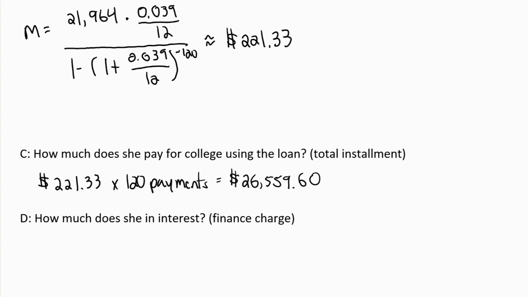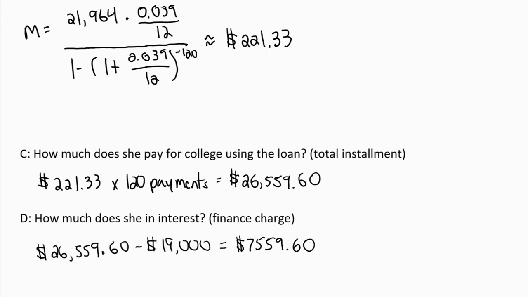The loan was about $19,000. So to figure out how much interest accumulated, or essentially the finance charge, we'll do some subtraction here. We'll take the total installment, everything that she paid in all those monthly payments for this loan, which was $26,559.60, and we'll subtract the loan cost, which was $19,000, and this gives us that extra amount of money that she had to pay in order to take out the loan, which was $7,559.60.